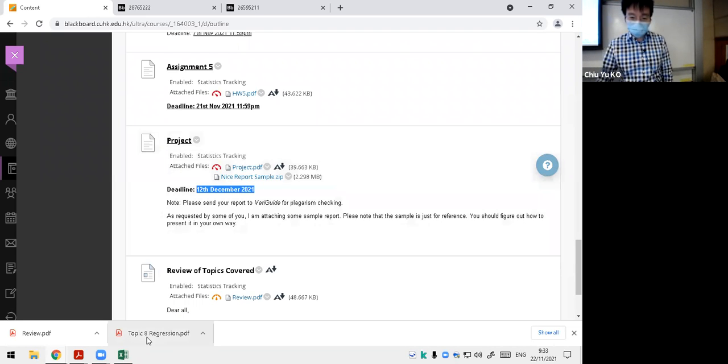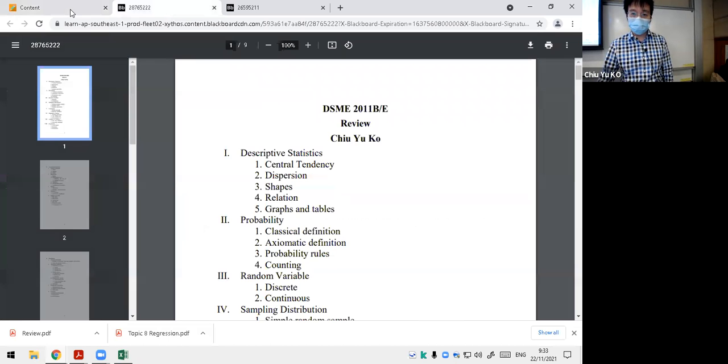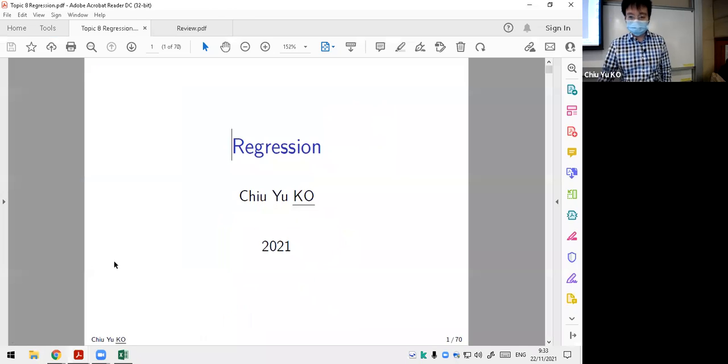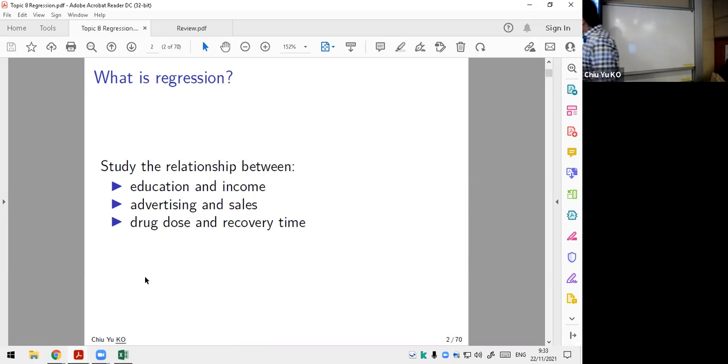So let's very briefly review the regression. Let's quickly review the regression, and then we should be able to almost finish everything today, and we'll probably have some programming on Thursday.